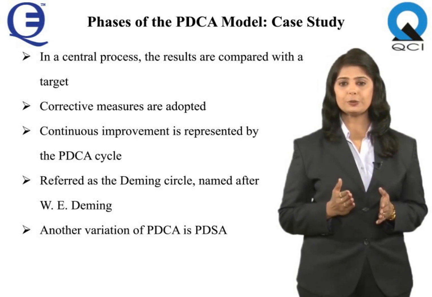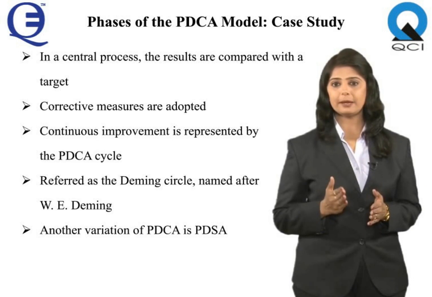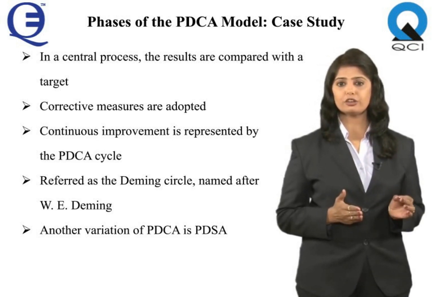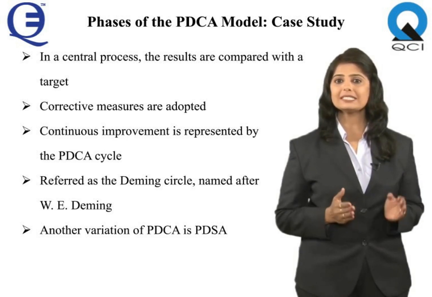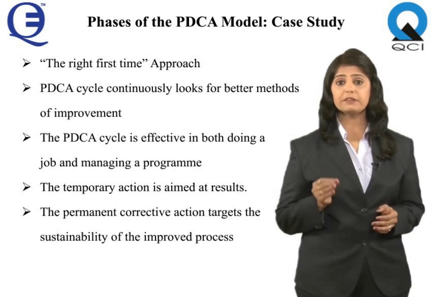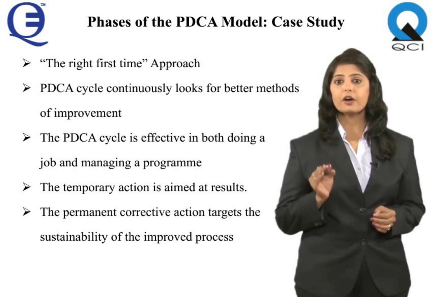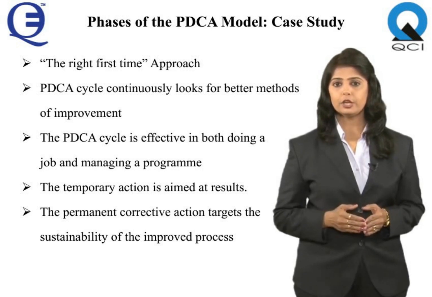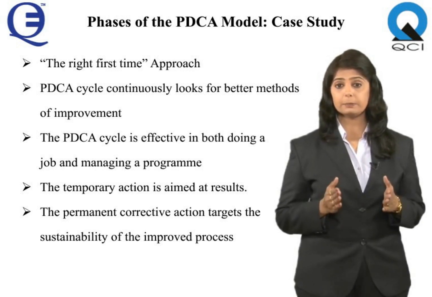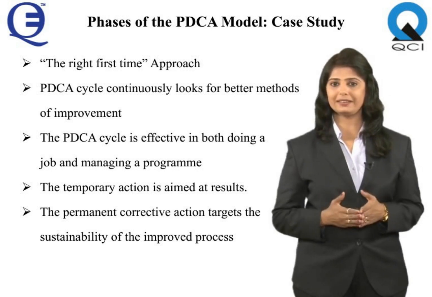This is also referred to as the Deming Circle, named after W. E. Deming. Another variation of PDCA is PDSA, Plan, Do, Study, Act. The application of the PDCA cycle has been found more effective than adopting the right first time approach. Using the PDCA cycle means continuously looking for better methods of improvement.